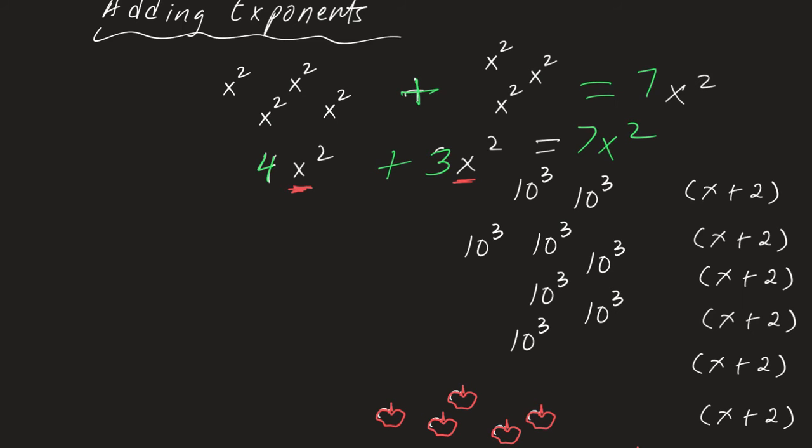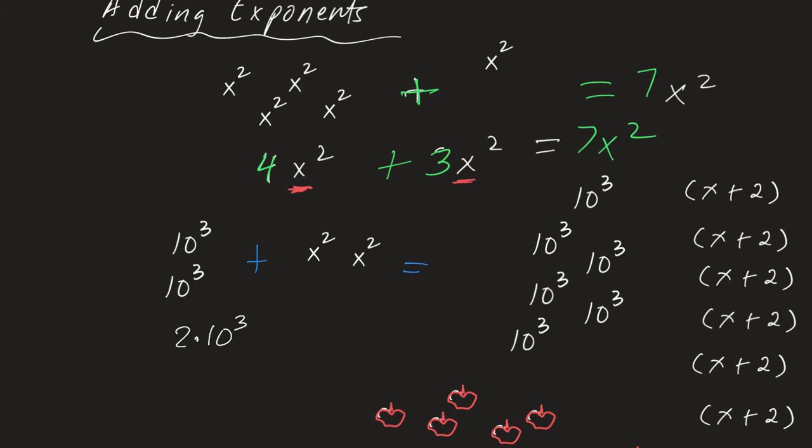Let's say, for example, I added 2 of these 10 to the thirds and 2 of these x squareds. That doesn't make sense, because if you add those two together, you get 2 times 10 to the third plus 2 of those x squared, right? And you can't do anything. That's all you can do with that.